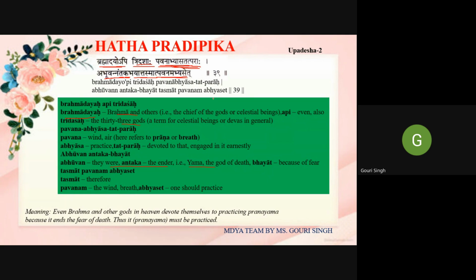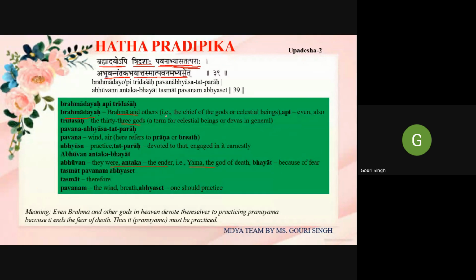So what is this sloka meaning? Whenever one is practicing pranayama, gods like Brahma and the 33 gods also live longer because of the practice of pranayama. They have no fear of death. They even avoid their death time. Why? Because they are practicing pranayama.